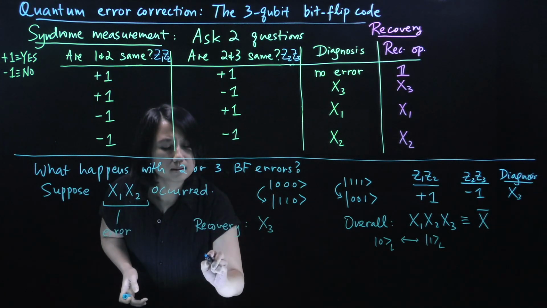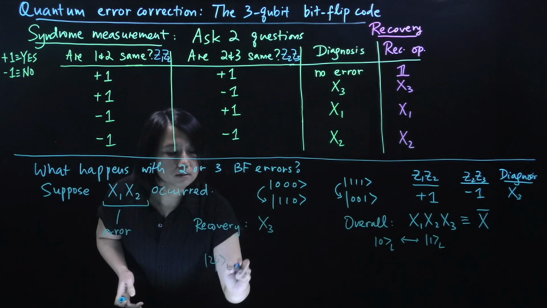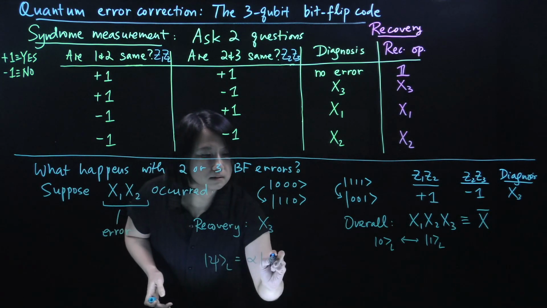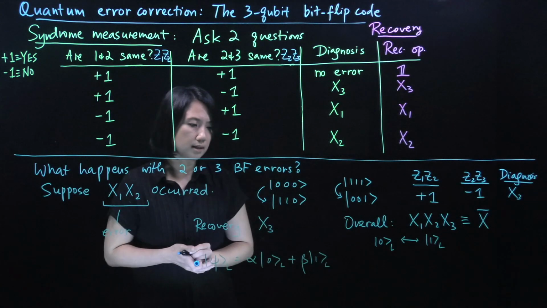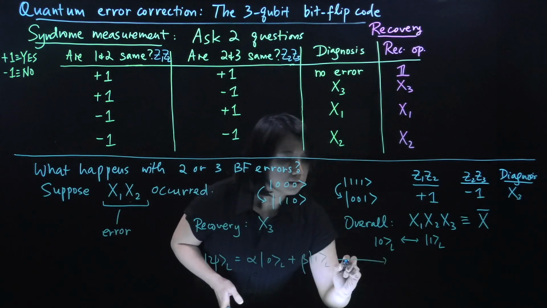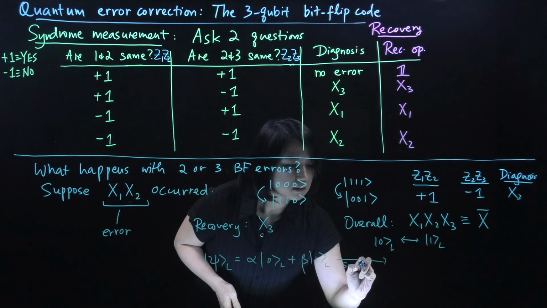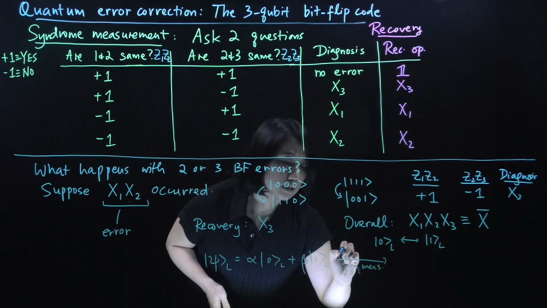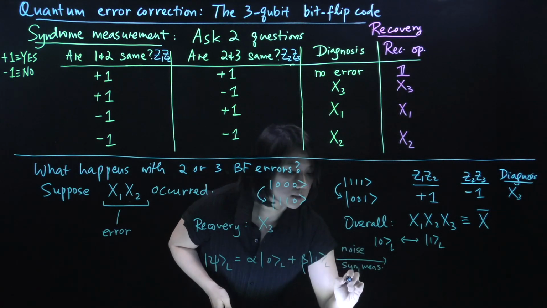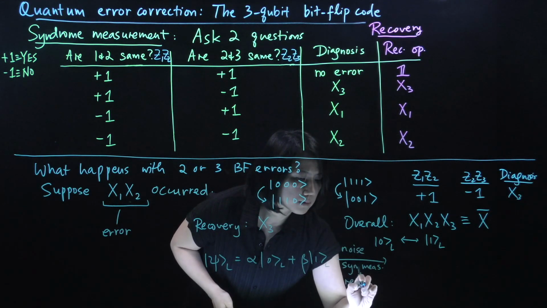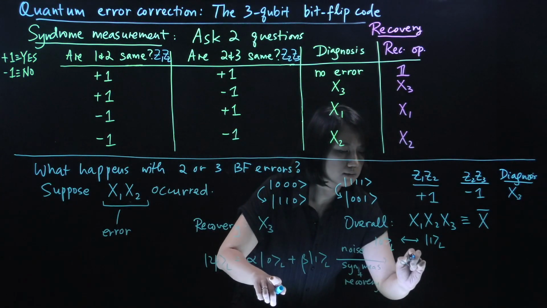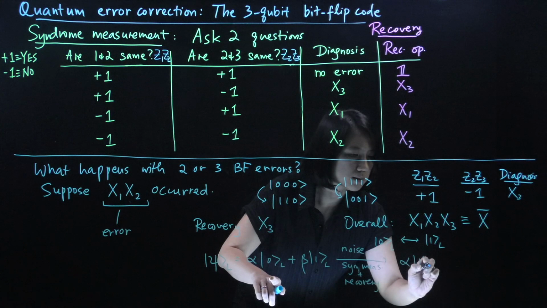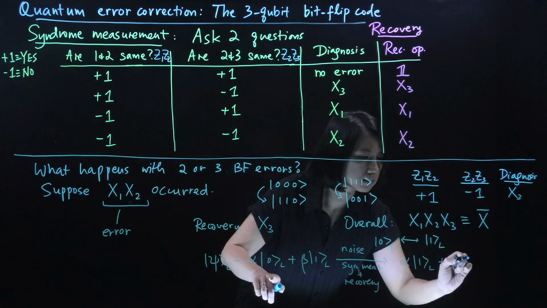What this means is that if I started out with this particular linear combination of my logical state, and I had noise initially, and then the syndrome measurement and the recovery, what you wind up with is not this state anymore, but this logical X being applied to it. I get this particular state.